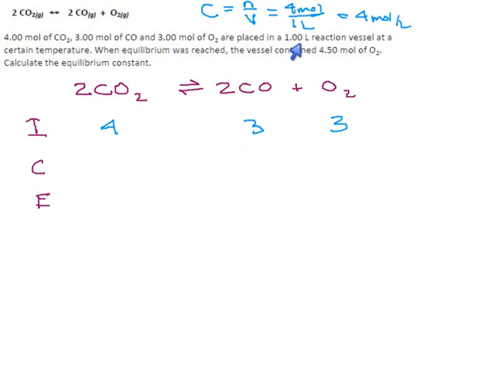So nice. Just please diligently check this every time you do an ICE table. It's a terrible way to lose points. And if you miss this, these initial numbers are going to be wrong, and everything after that is doomed. You will not recover from having the wrong initial concentrations. So get those right. Okay, so we got that, and those are good. When equilibrium was reached, the vessel contained 4.5 moles of oxygen. Down here we are at 4.5.